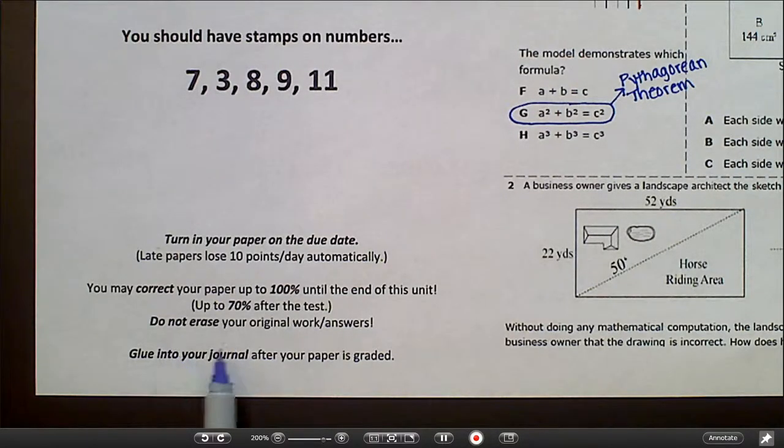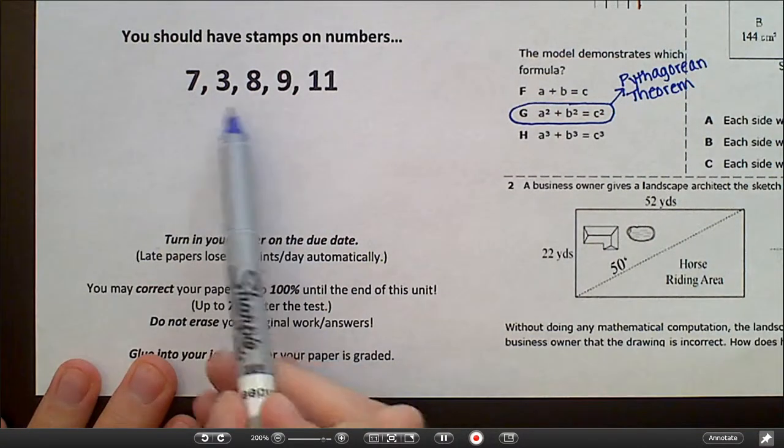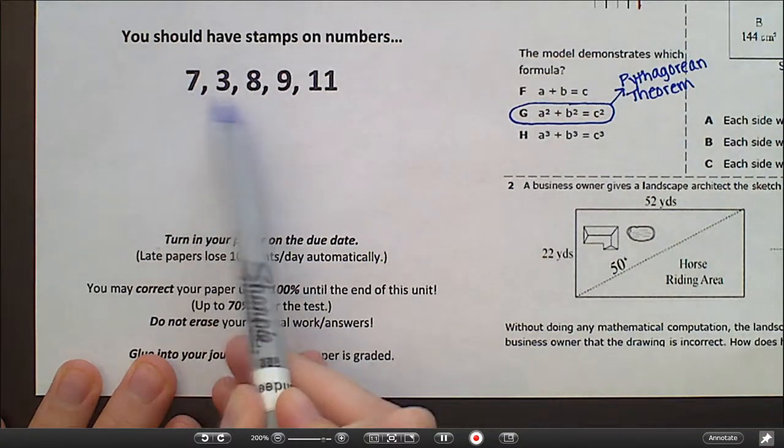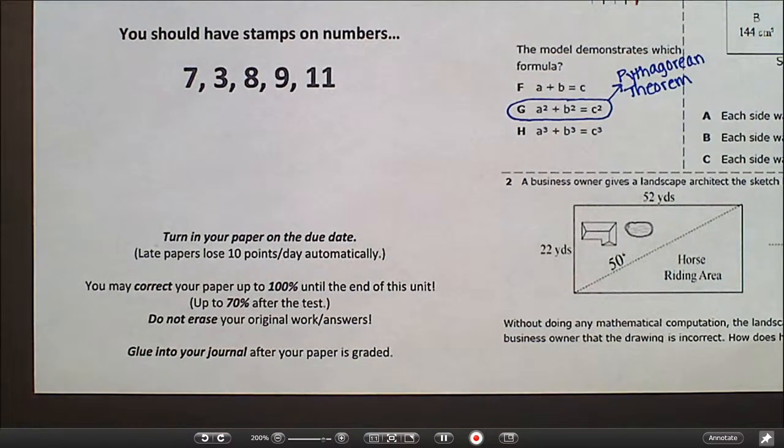Remember, do not erase your original work and your answers. That's something we've been having a little bit of an issue with. I want to be able to see what you did originally. And then, of course, once your paper's graded and you don't need to correct it anymore, then you fold it in half and glue it into your journal. Okay, so today, the ones that I'm grading you on, the ones you're doing on your own, are 7, 3, 8, 9, and 11. So those are the ones that you're going to need stamps on.